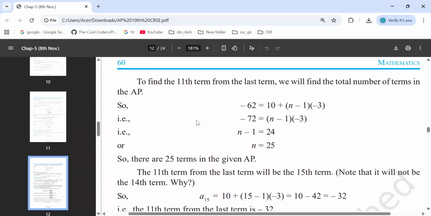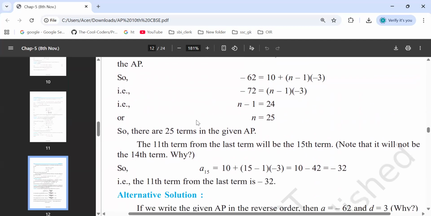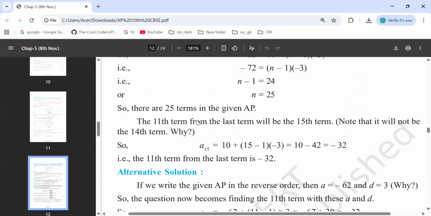So suppose we have to find the 11th term from the last. What can be its position from the initial? Try to guess it, or try to understand the things. The 11th term from the last term will be the 15th term from the starting. Try to understand what I'm trying to explain to you guys.